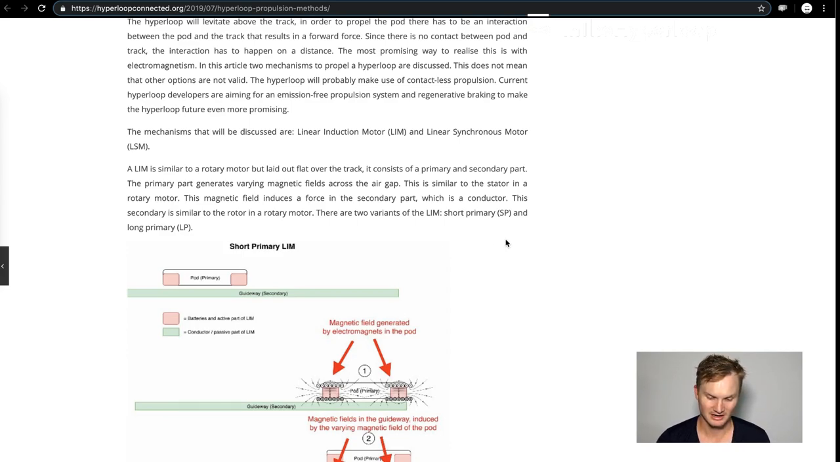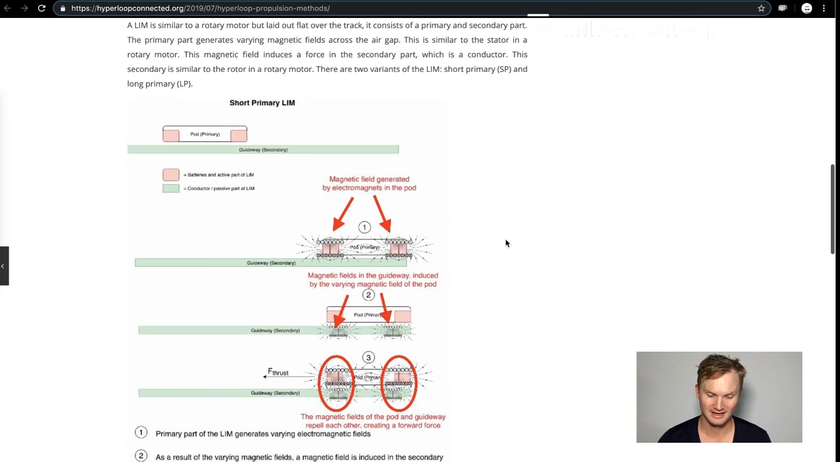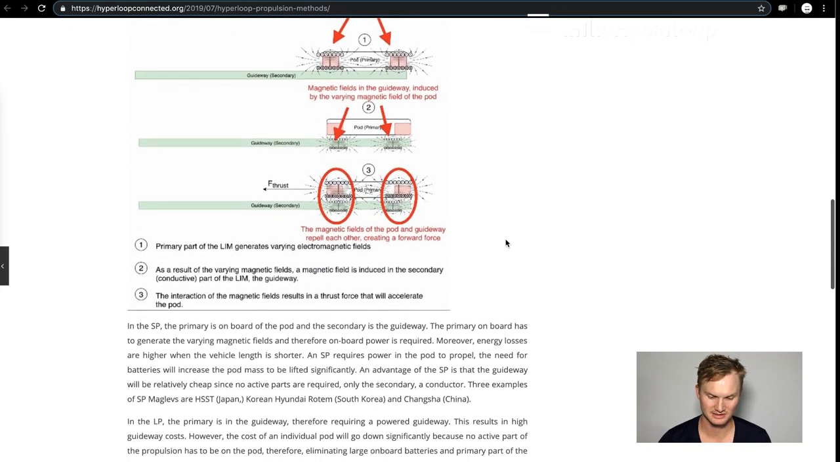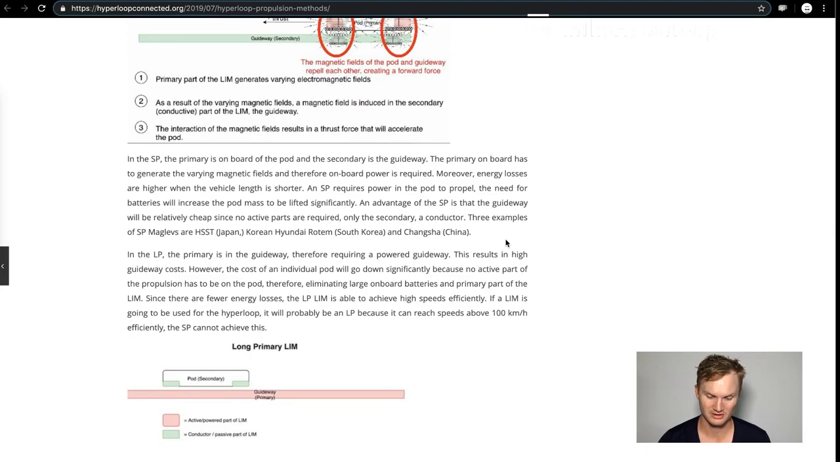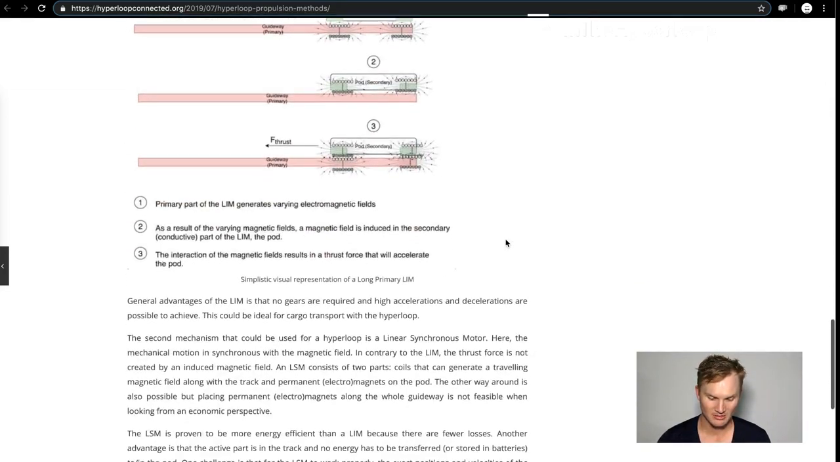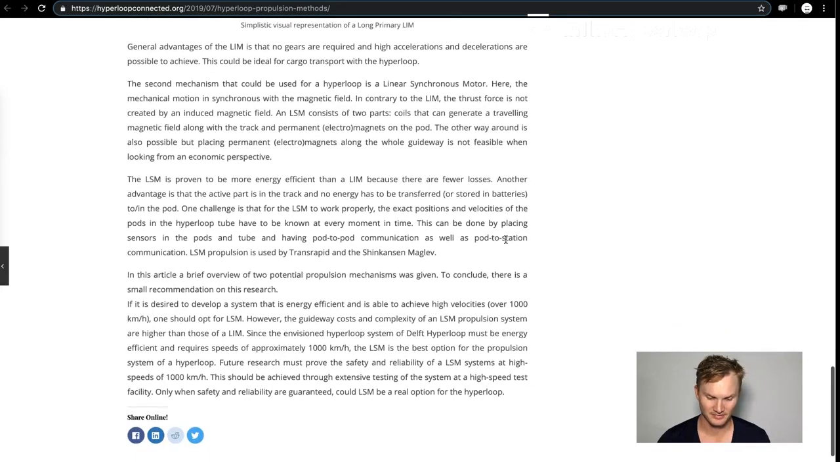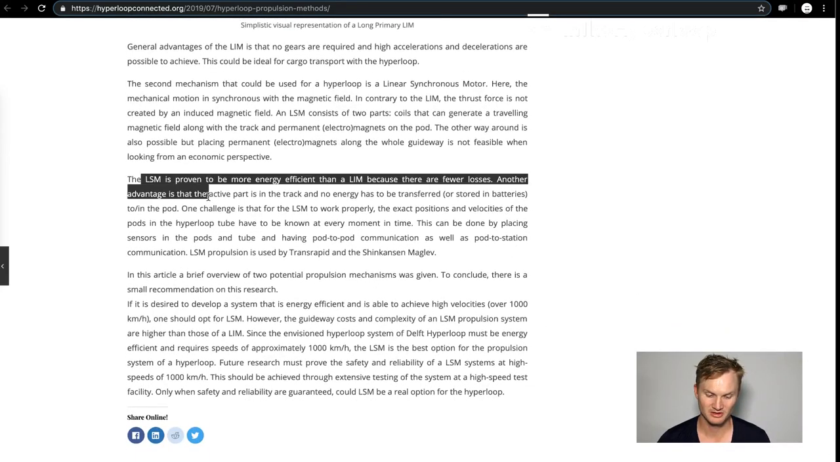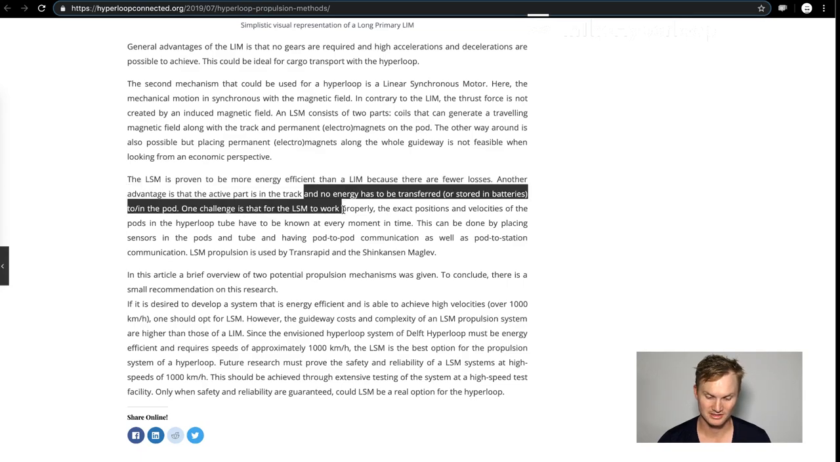There are two different variations of linear induction motor, the short primary and the long primary. We're not gonna get really into the technical details of the short or the long in this very brief video. But what I just want to highlight is that LSM is proven to be more energy efficient than long induction motor because there are fewer losses. Another advantage is the active part of the track. There's no energy that has to be transferred or stored in batteries in the pod.